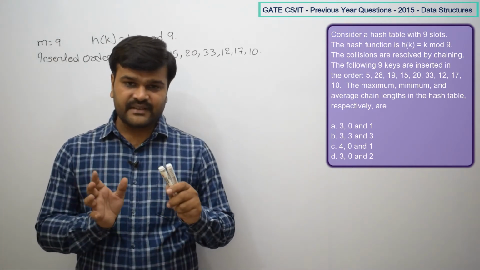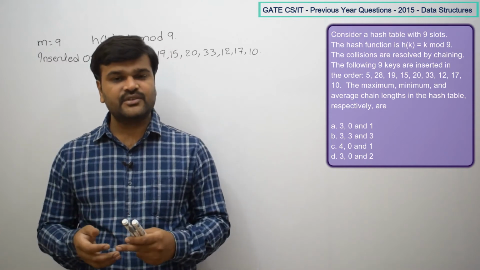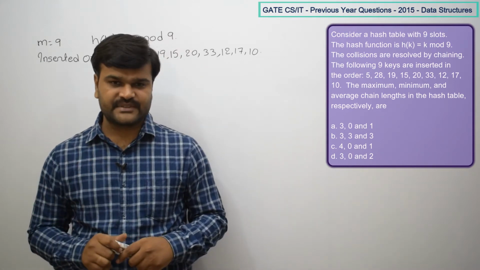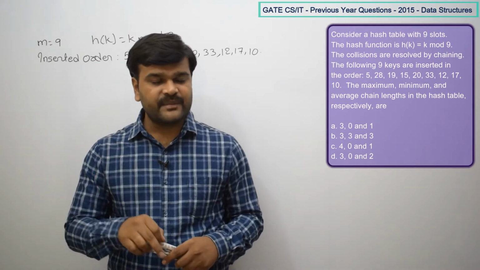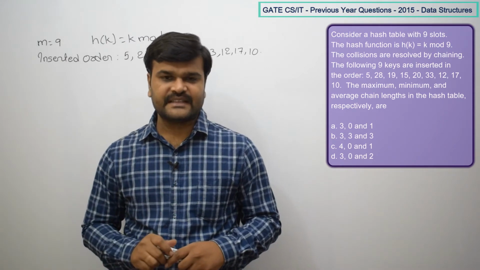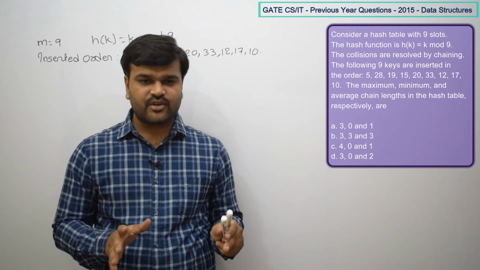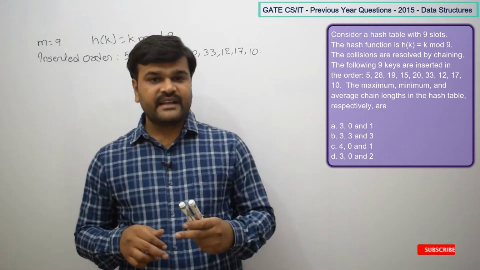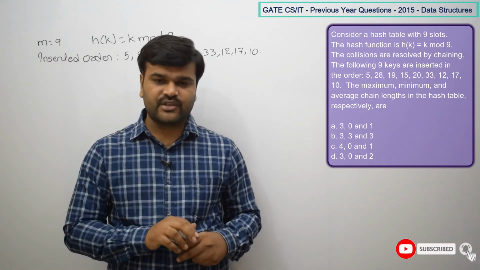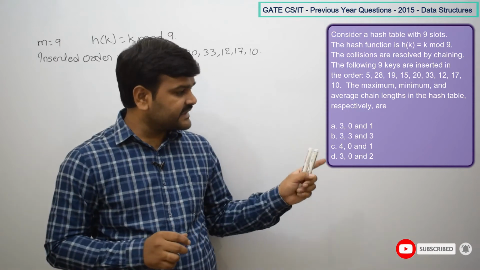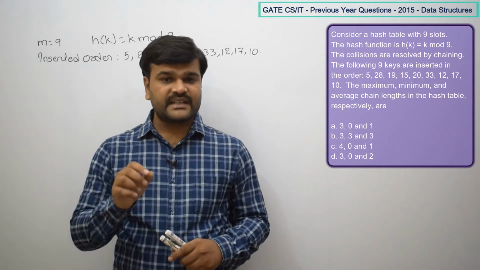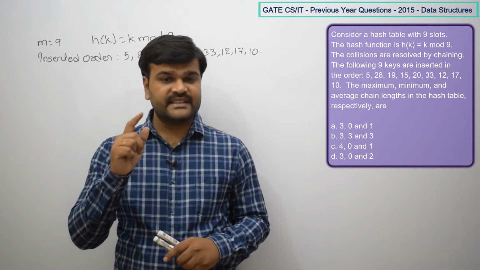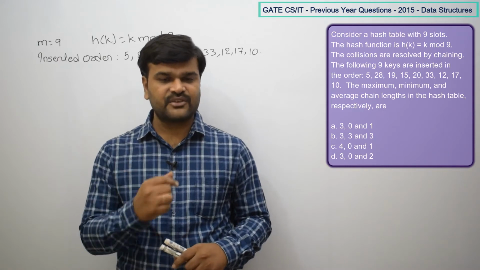Now he has given some set of elements. These elements we are going to insert into the hash table, but here the hash table is implemented by using the chaining concept. So if you know the chaining concept, answering this question is very simple. What is asked in the question: whenever a collision happens, we are going to use chaining. Then he is asking what the minimum, maximum and average chain lengths possible in this chaining concept are. That is what we have to identify.